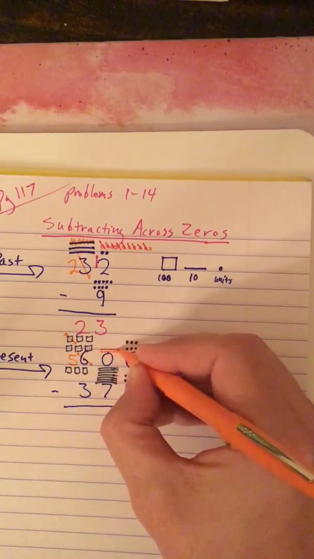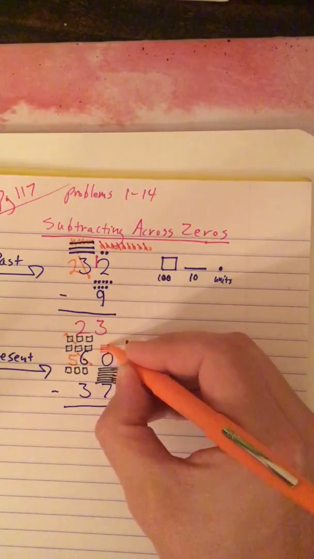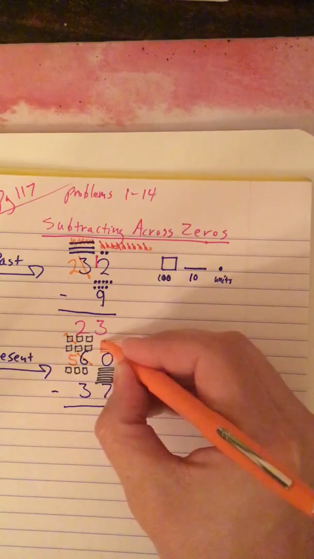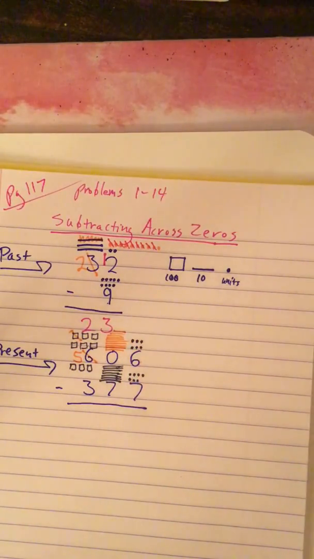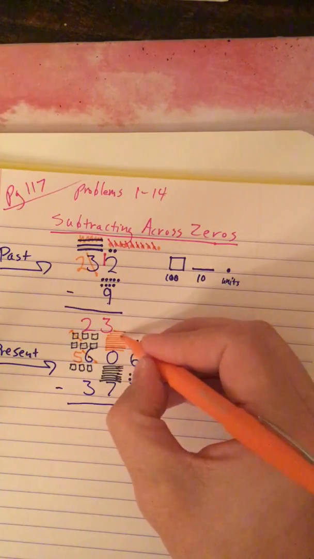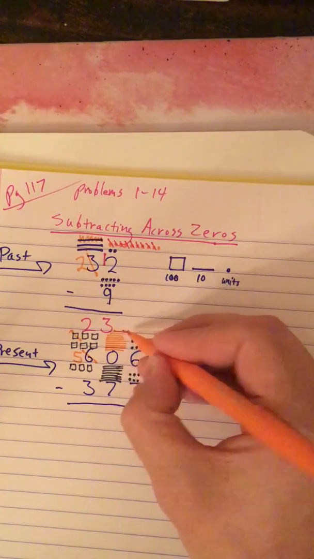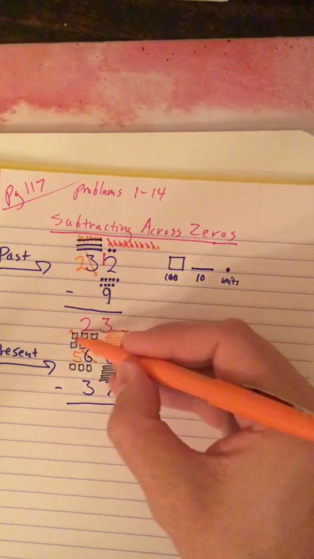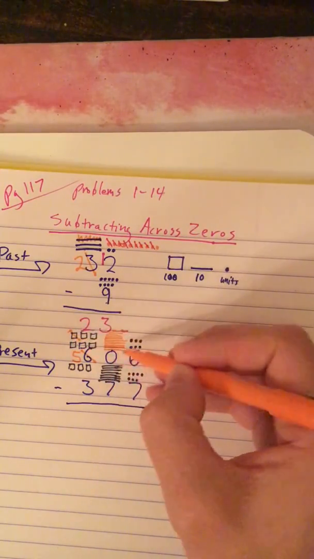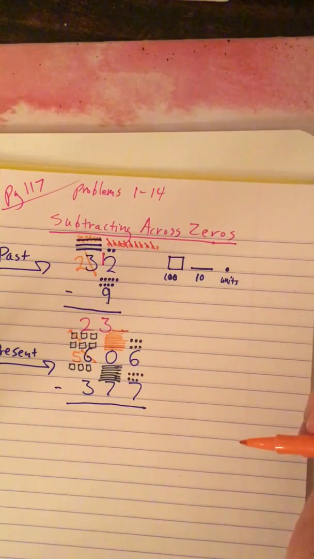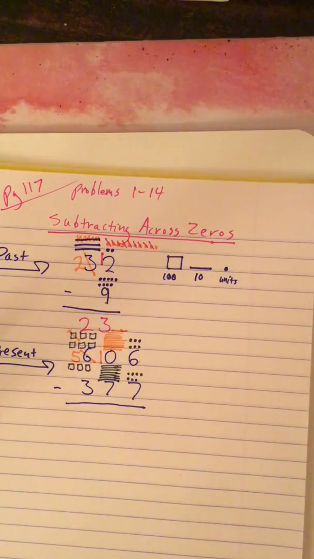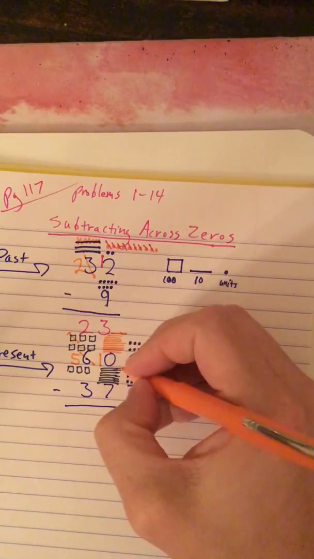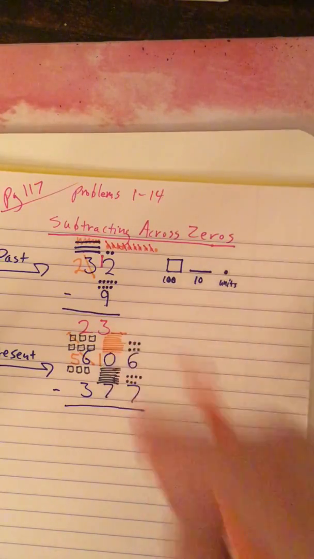1, 2, 3, 4, 5, 6, 7, 8, 9. Oh, and 10. Sorry, 23. I did my best there. So I have 10 longs now. See, I took that 100 block and I broke it into 10 longs. All right, so now I have 10. See the 10? What I need to do is cross that 10 out.